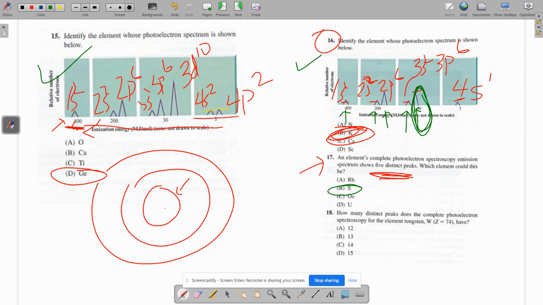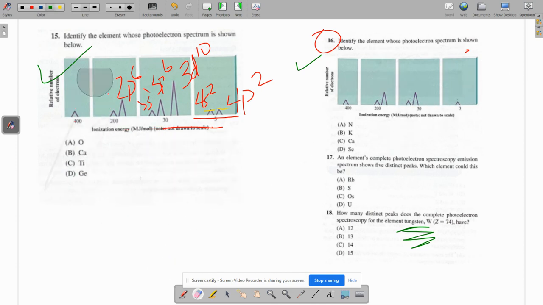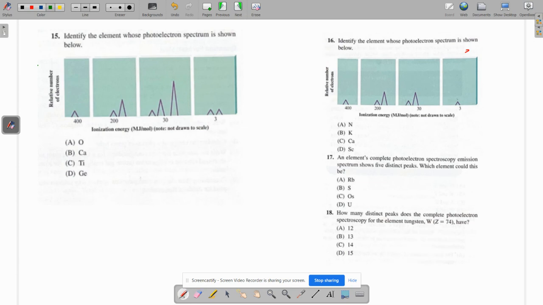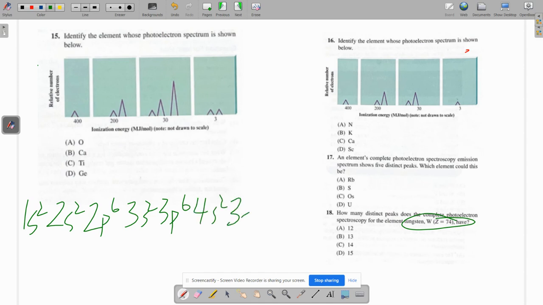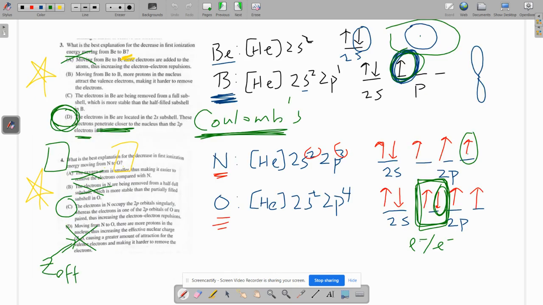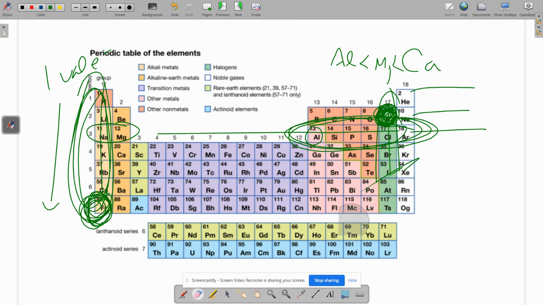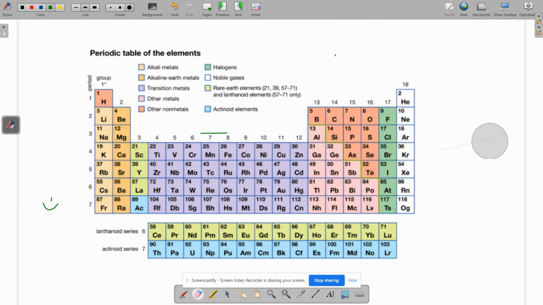All right, 18, pretty similar. It says, how many distinct peaks does the photoelectron spectroscopy for tungsten have? Oh, good Lord. We're going to have to map out basically that entire thing, so let's do that real quick. We've got 74 electrons to accommodate. So 1s2, 2s2, 2p6, 3s2, 3p6, 4s2, 3d10. Okay, so we finally got into that area. And then that goes back up to 4p6 so far. If we look at the periodic table, almost there. So tungsten is, in fact, right there. Yep, it's number 74.